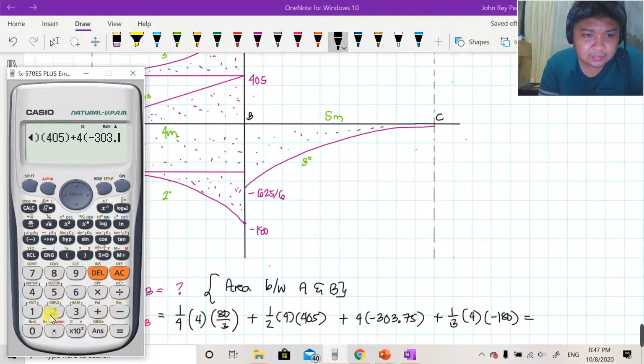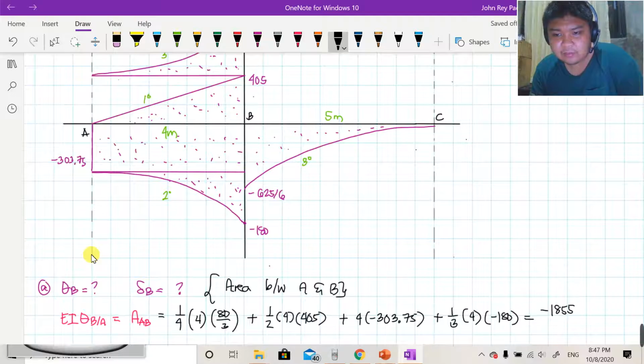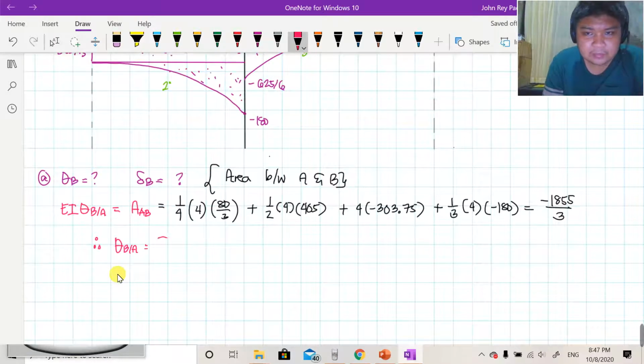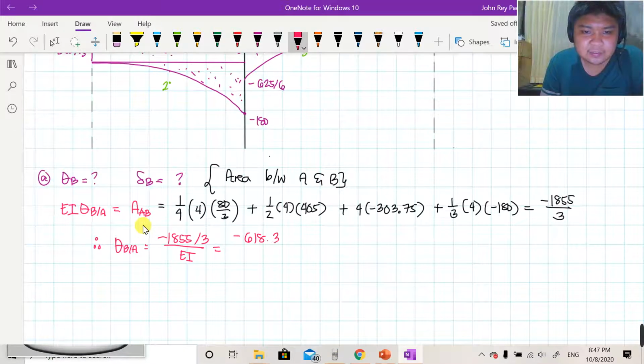ng negative 303.75 plus 1/3 ng 4 negative 180. Okay? So, ang sagot natin as negative 1855 over 3. So, pwede na natin class sabihin dito, no, na yung theta B to A is simply negative 1855 over 3 all over EI, or if we convert this into decimal class, ang magiging sagot ay negative 618.3333 all over EI. So, I hope that is clear.